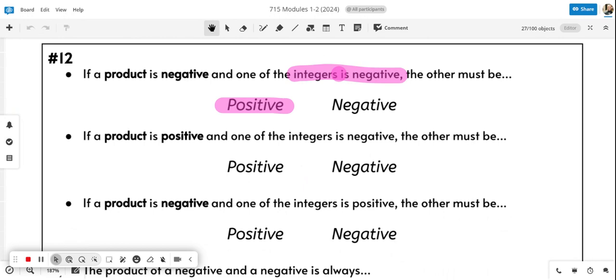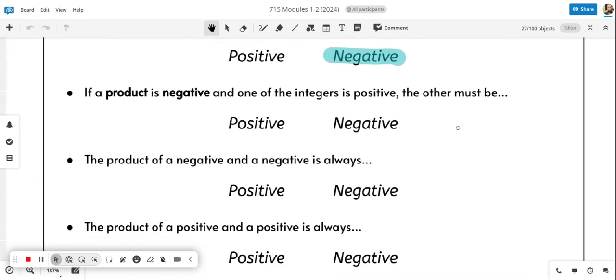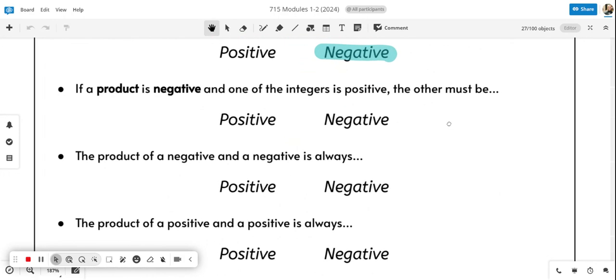Okay, the next one. So now we have a positive product. So that means our signs must be the same. So if one of them is negative, then the other one also must be negative. They have to be the same. Okay, the next one. Now, again, we want the product to be negative. So if one of the integers is positive, in order for the answer to be negative, they have to have different signs. So if one of the numbers is positive, the other one must be negative.